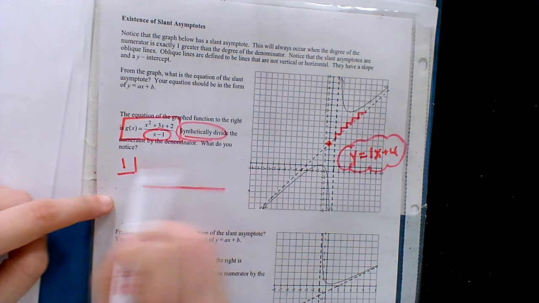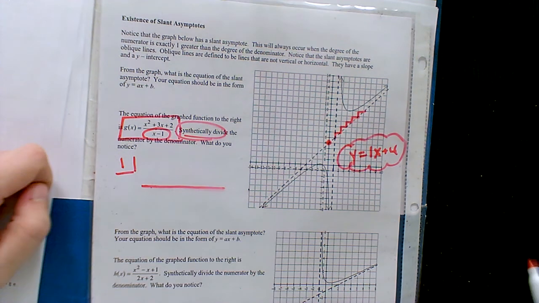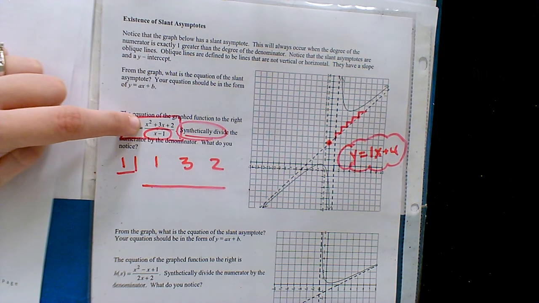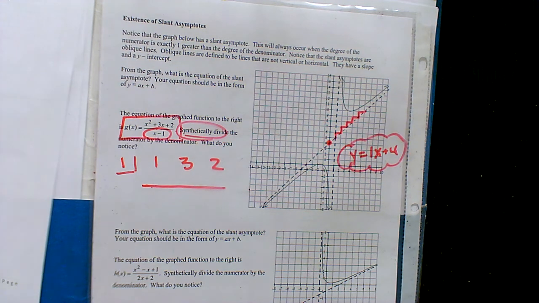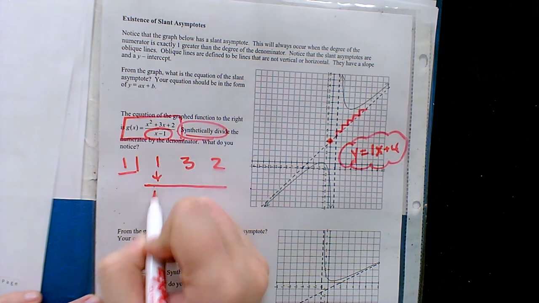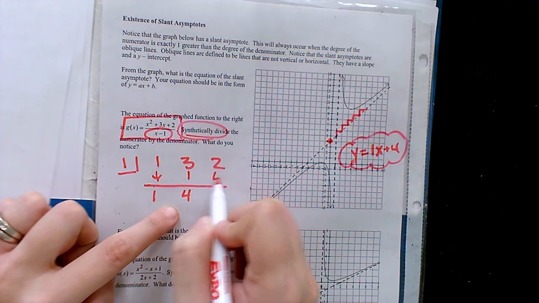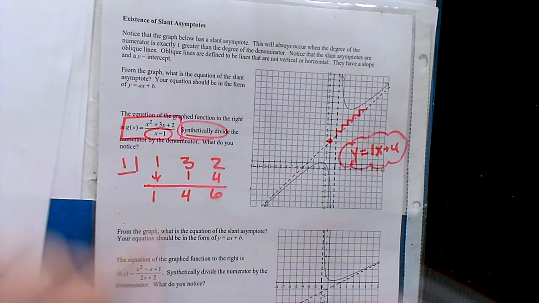What about the numbers in here? 1, 3, 2. Okay, the coefficients from the numerator, the polynomial up top. So if we go through synthetic division, we'll drop the 1, 1 times 1 is 1, 3 plus 1 is 4, 1 times 4, 4, 2 plus 4, 6.